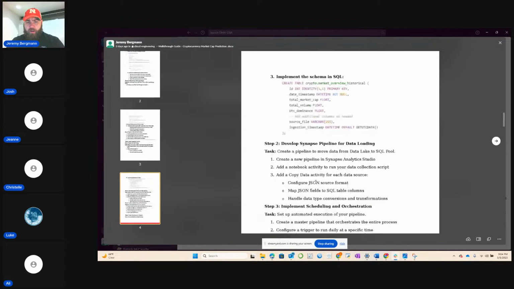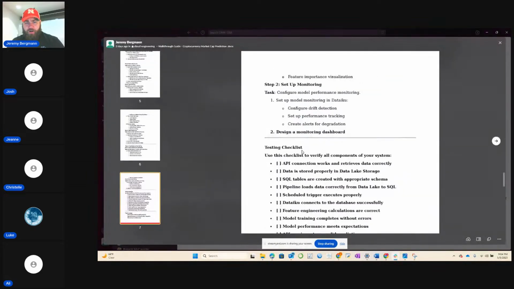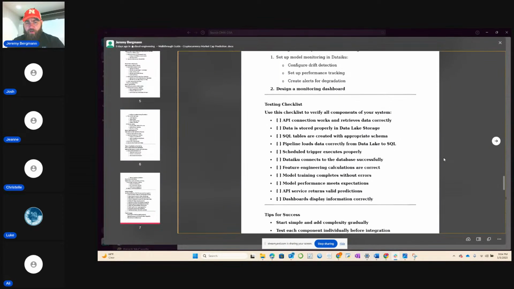Testing your data collection setup. One of the valuable things is here's the table that you can set up in your SQL data warehouse. I created it off of that CSV file. And then steps to create your Synapse pipeline, do your feature engineering and so forth. And then a checklist to verify that you completed the components. So use this as a guide as you're going through the project, if you get lost on what to do.